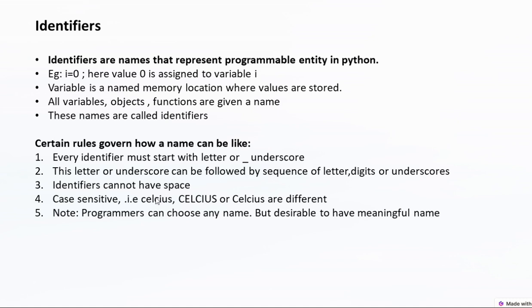And very important, it is case sensitive. Identifiers are case sensitive. So if I write Celsius is equal to 5 with all small letters, it is different from this, all capital letters, or it is different from this. All these three are actually different. Though the meaning is the same, they're all different because it is case sensitive. So programmers can choose any name based upon these rules, but very important, when you're creating variables or functions, you should give some meaningful names. So that was about identifiers.